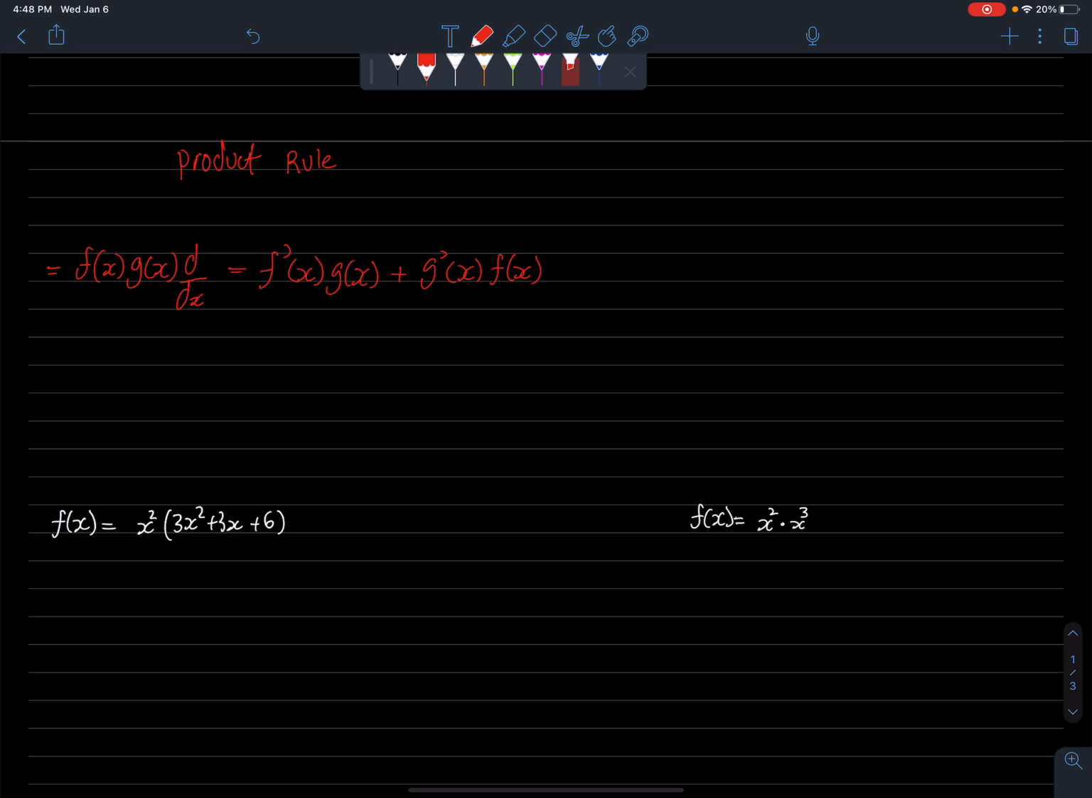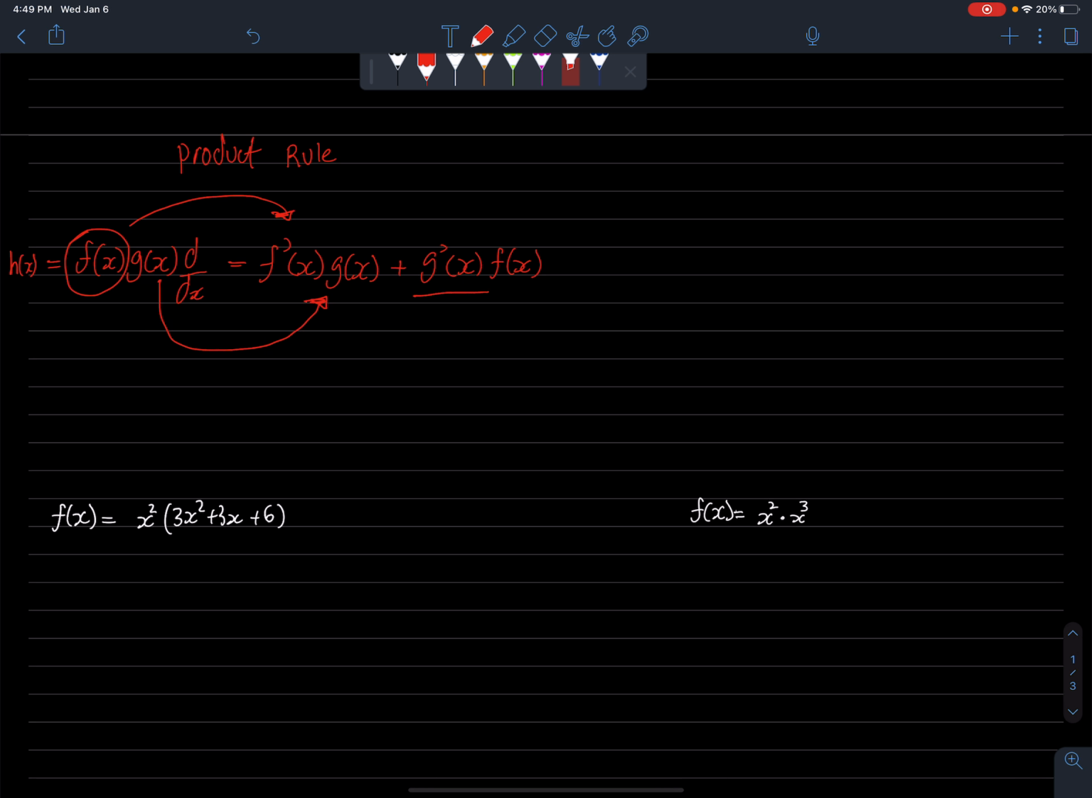So here you can see, let's just say this is h of x. So h of x is equal to f of x times g of x, and you want the derivative of it. So what you're going to have to do is take the derivative of the first function, so for example f of x, and multiply it just by the base function g of x, right? And then after, you're going to take the derivative of the second function, so being g of x, and multiply it by the base function of f of x.